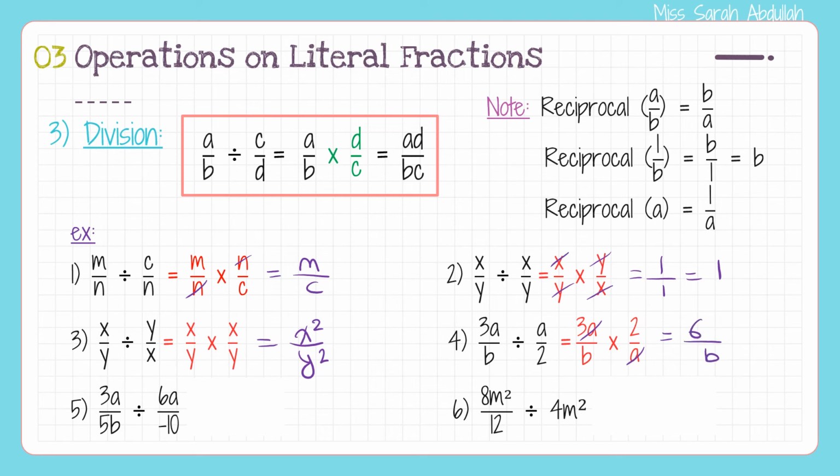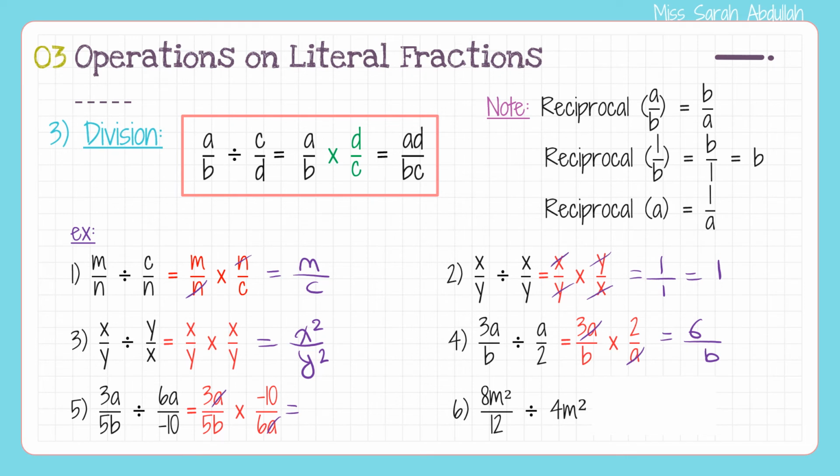And number 5, 3a over 5b divided by 6a over minus 10. We can change that into multiplied by minus 10 over 6a. Guys, I can simplify the letter a with a. Now the numbers, I'm going to keep them for now. I'm going to show you that we can keep them and then simplify at the end as well.